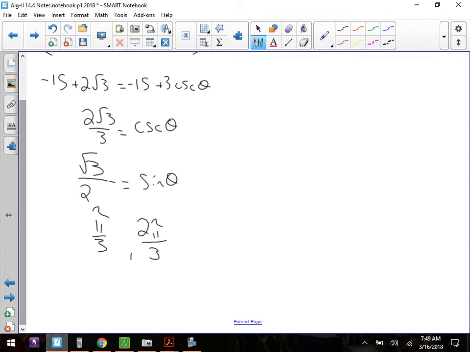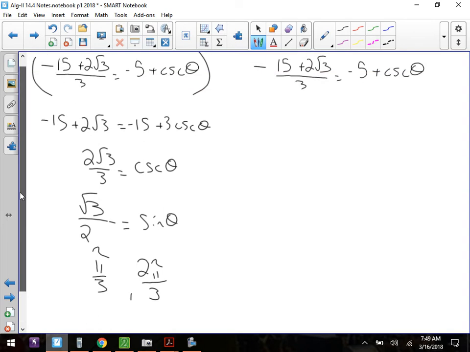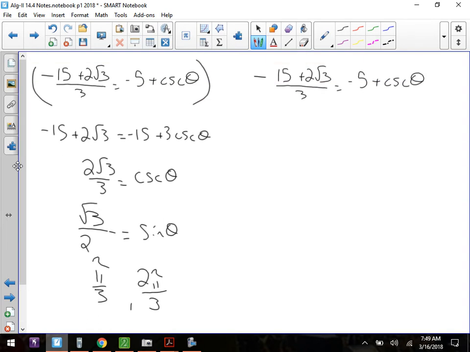The other way that you could have done it, it works just as quickly. Isn't that the whole thing divided by 3? Can I break it apart as common denominator? If I do that, I get negative 5 plus 2 root 3 over 3 equals negative 5 plus cosecant theta. Either way works. Either way is fine. Okay.